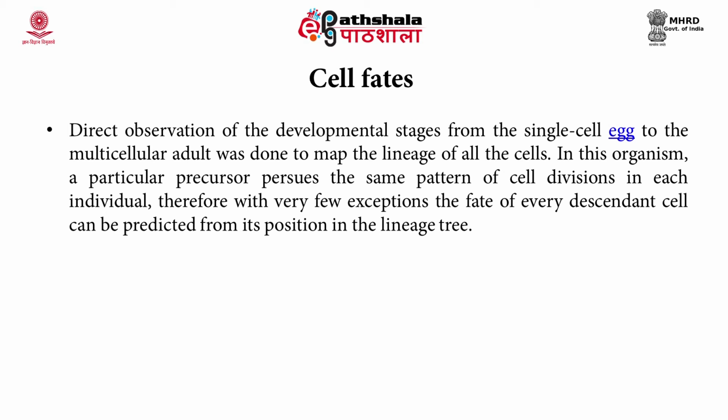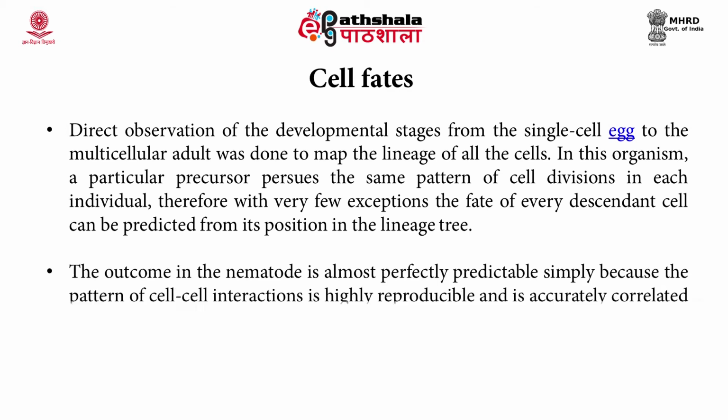Therefore, with very few exceptions, the fate of every descendant cell can be predicted from its position in the lineage tree. The outcome in the nematode is almost perfectly predictable simply because the pattern of cell to cell interactions is highly reproducible and is accurately correlated with the sequence of cell divisions.